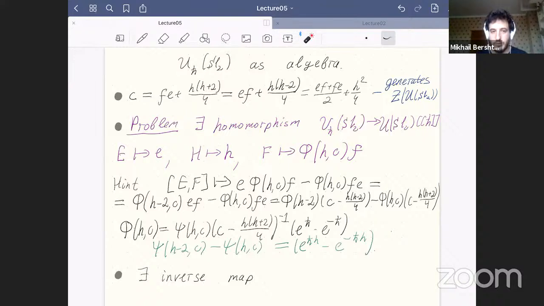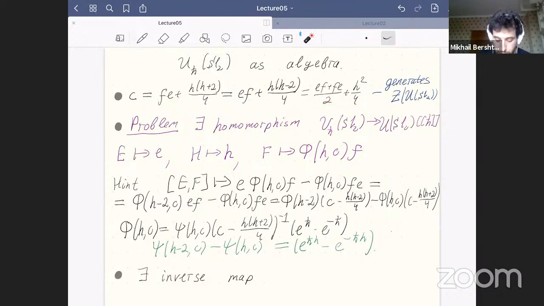In order to write a formula for this isomorphism, and this isomorphism can be written as an explicit formula, I will need a Casimir element. And this element C, which is written by any of these three formulas, is a central element of the original SL2. I recall that I used the small letters E, F, and H for the generators of the original SL2, and I hope this is well known.